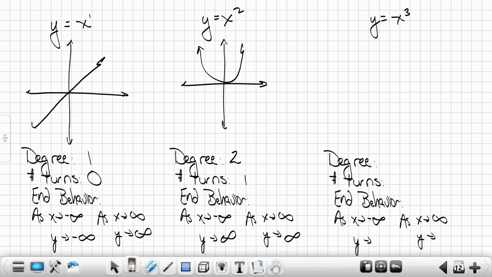Y equals x cubed. Okay. Y equals x cubed. What's its degree? 3. How many times does it turn? Twice. What's its end behavior? As x goes to negative infinity, y goes to? Negative infinity. It goes down. As x goes to positive infinity, y goes to? Positive infinity. It goes up.